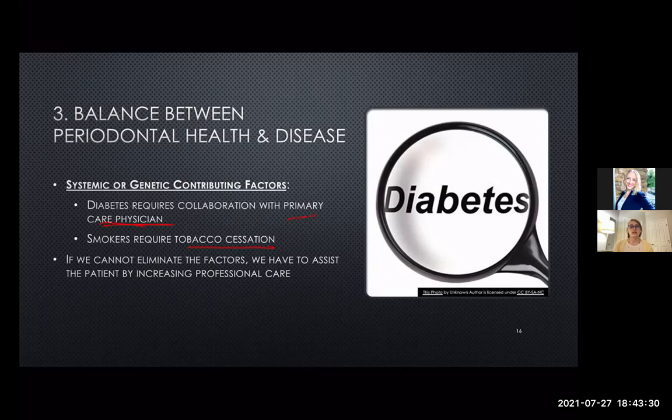And again, if we cannot eliminate these factors, then we have to assist the patient by increasing what you and I do. So again, seeing them every 3 months instead of every 6 months.